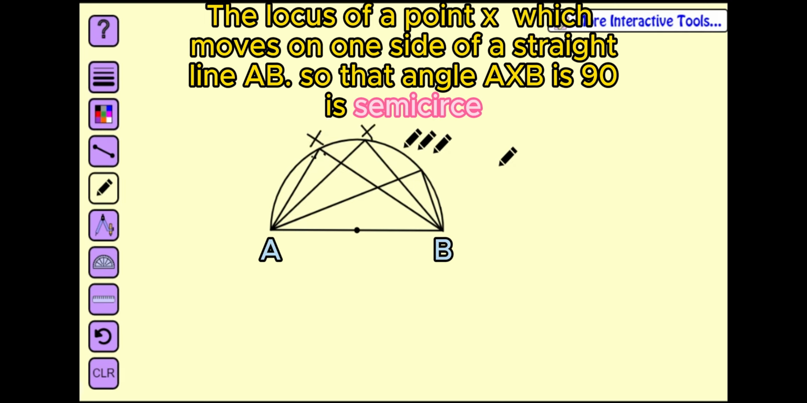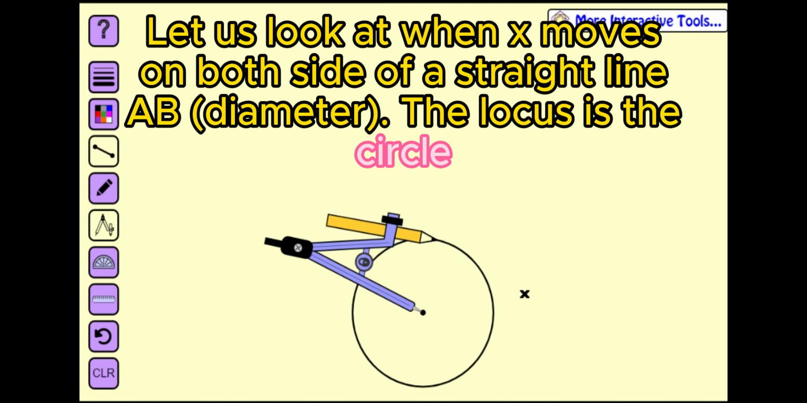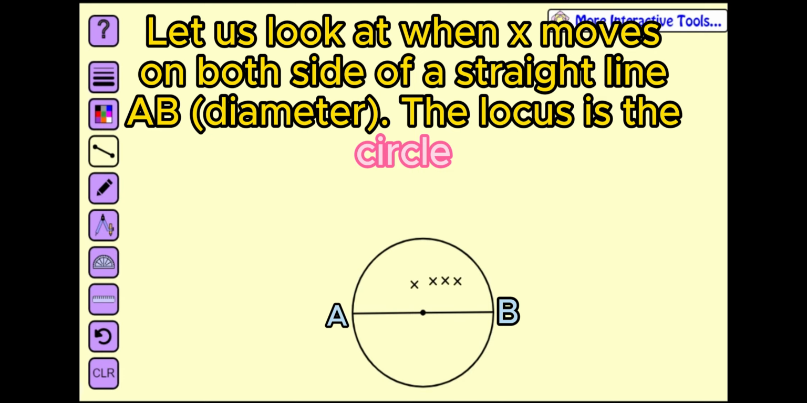Anywhere you put X there, it will give you AXB to be 90 degrees. The angle that X made is 90 degrees. Let us look at another instance. When X moves on both sides of a straight line AB, which is the diameter, the locus is a circle.